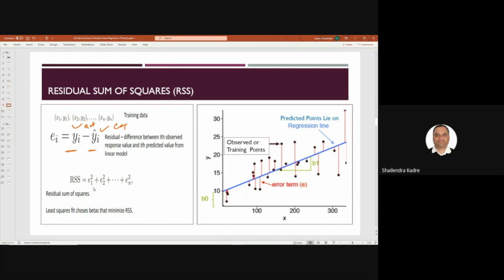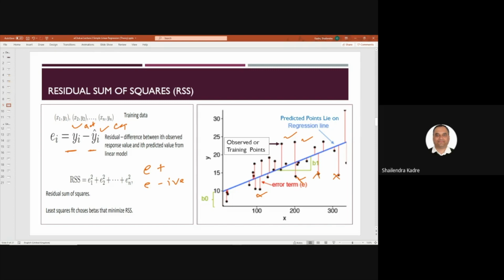So why have we squared it? Because if you see this blue line, some points are above the line and some points are below the line. For the points which are above the line, the error term will be positive. For the points which are below the line, the error term will be negative. So some errors will be positive and some errors will be negative.